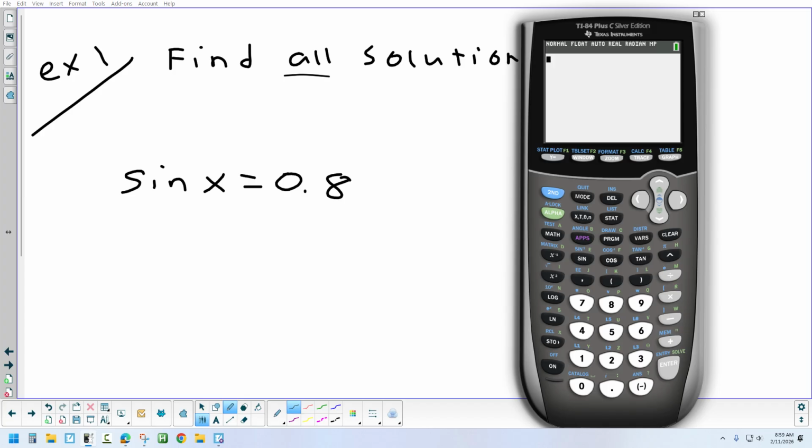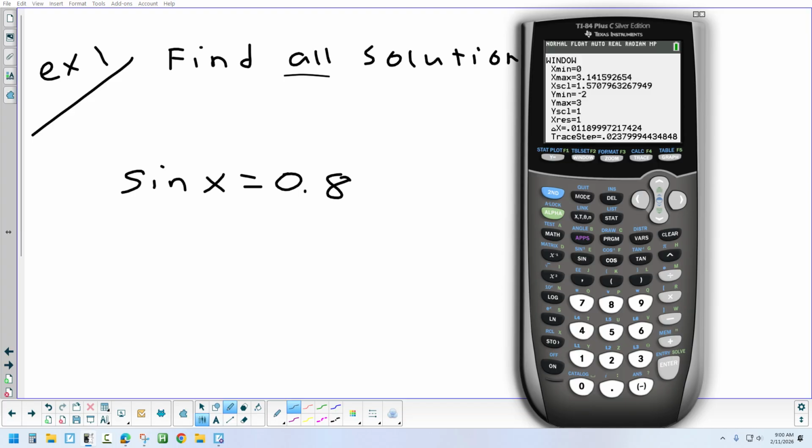You would just type in sine of x on the y. Okay, so put sine of x on y1. And then you just put 0.8 on y2. On y2, okay. Okay, we always got to set the window. Don't ever go to graph without setting the window.